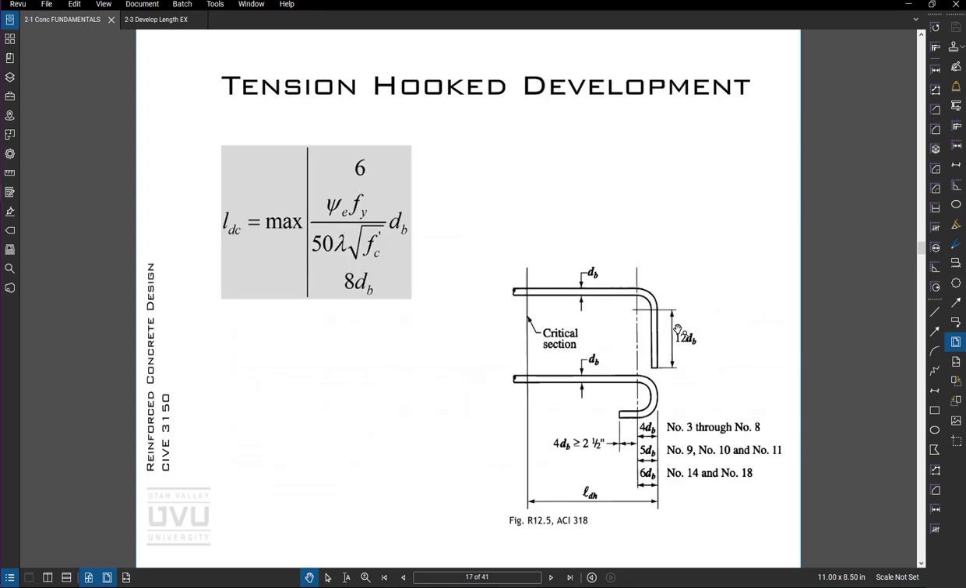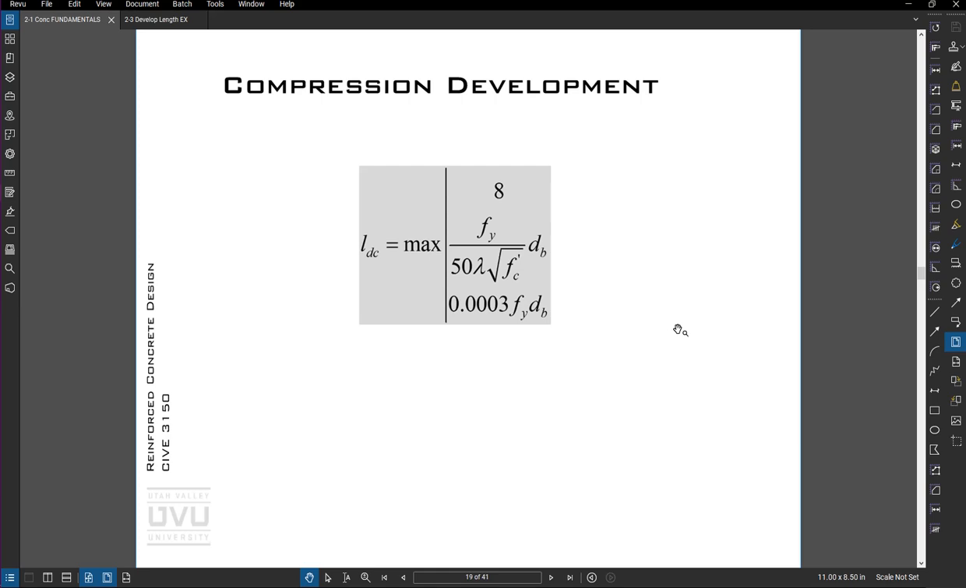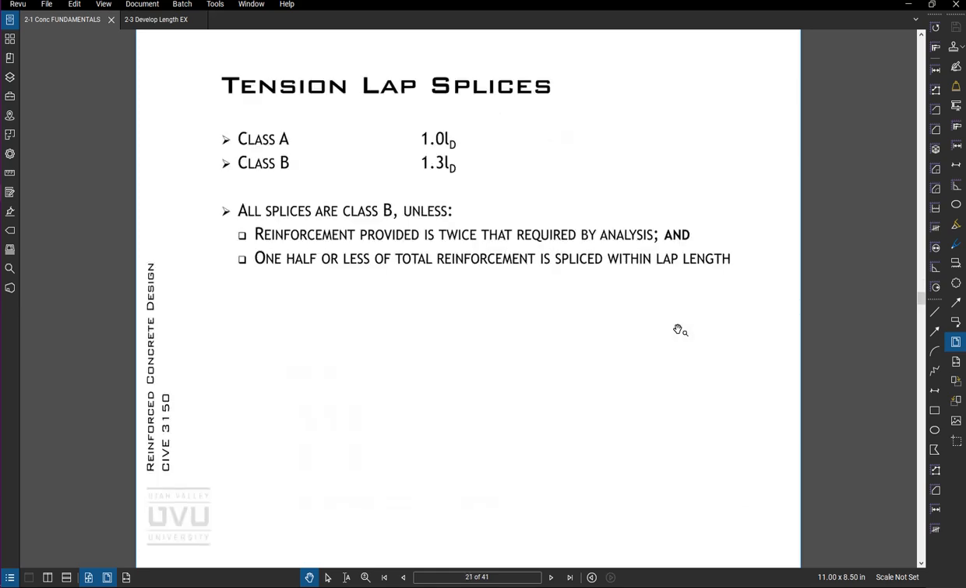Similarly, for bars in tension that are hooked, development lengths are shorter, and then compression development lengths as well. Lap splices, you can get into that.